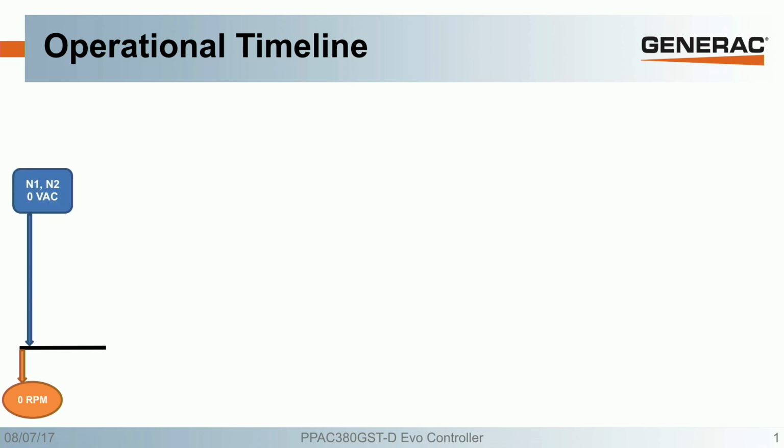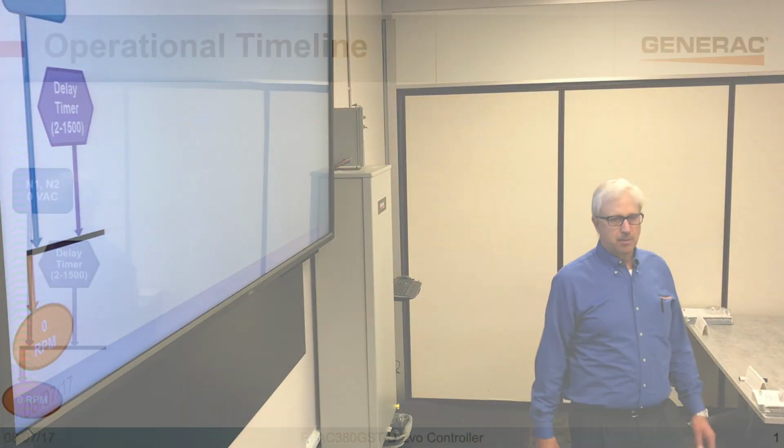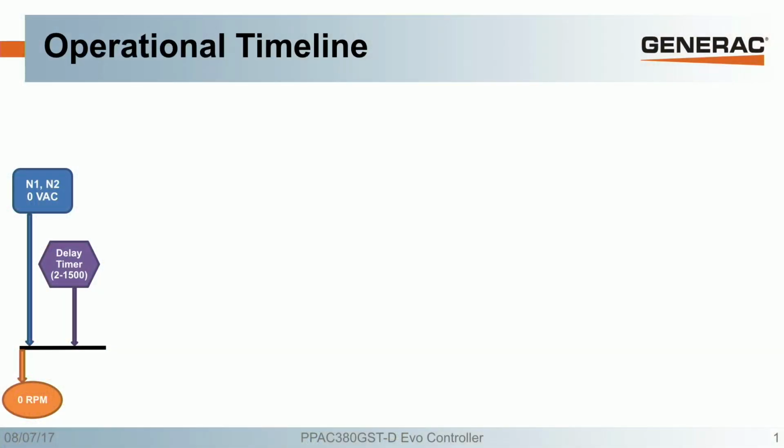And that outage is N1 and N2, which is your sensing wires for utility. If you follow along in the diagnostic manual, you'll notice that these wire numbers are spelled out and their function is spelled out as well. So, N1, N2, delay timer is initiated. We start that delay timer once we lose utility voltage. The default is 5 seconds. However, we can adjust that anywhere between 2 and 1500 seconds.